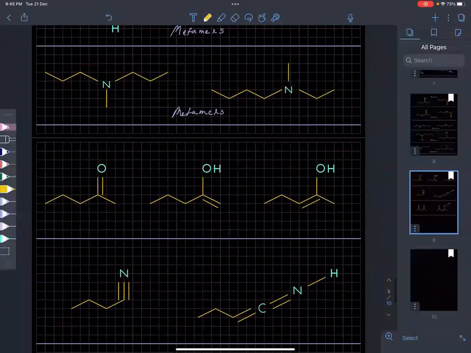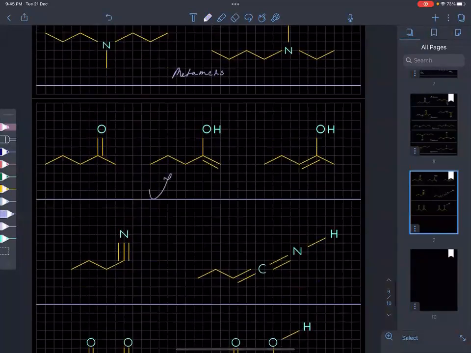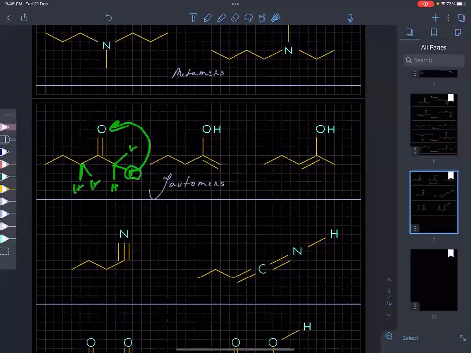What about these? Functional isomers, sir. Yes, but they are a special kind of functional isomers. These are tautomers. In fact, these are keto-enol tautomers. Now this shows tautomerism because the alpha hydrogens are available. What is an alpha hydrogen? What are tautomers? Can you please tell?